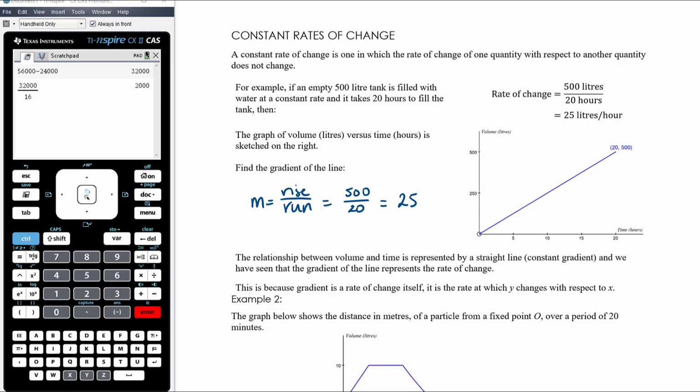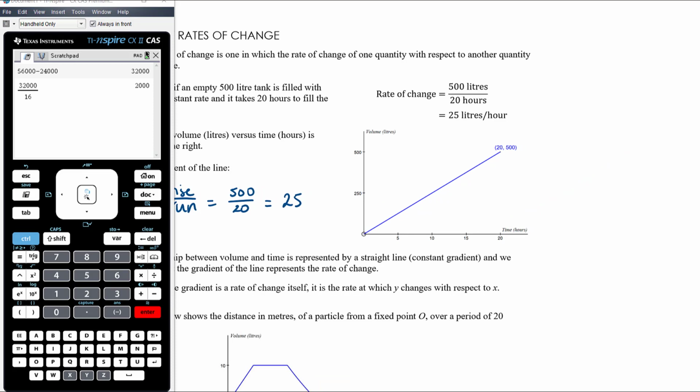Now, obviously, a gradient doesn't have units of litres per hour, but the gradient clearly has a connection to the rate of change. In fact, it's exactly the same as the rate of change, and that's one of the first ideas that we want to cement. This idea that gradient is rate of change. Okay, so the relationship between volume and time is represented by a straight line. It has constant gradient, and we've seen that the gradient of the line represents the rate of change. Okay, so gradient and rate of change, they're pretty much interchangeable statements. Gradient is a rate of change.